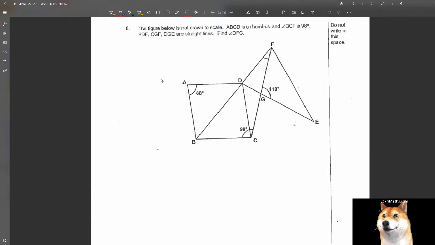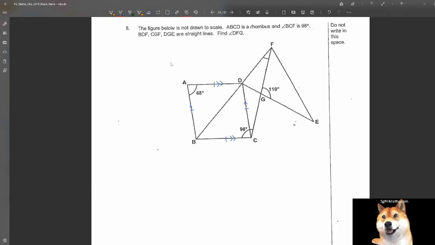Question 8. The figure below is not drawn to scale. ABCD is a rhombus. So that means these four sides are equal, and AB is parallel to DC and BC is parallel to AD.